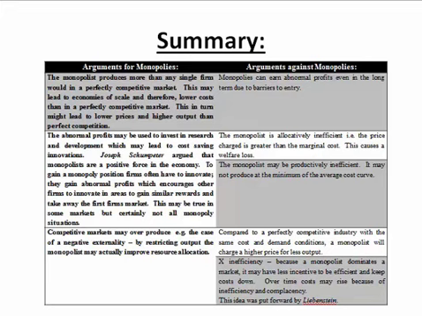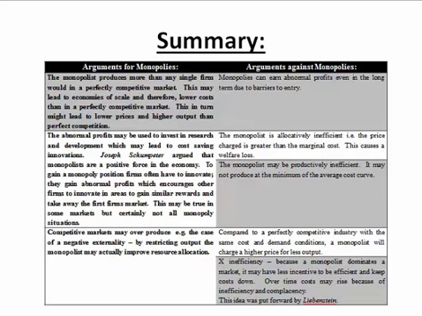Arguments for monopolies continuing. The abnormal profits may be used to invest in research and development, which may lead to cost-saving innovations. Joseph Schumpeter argued that monopolists are a positive force in the economy. To gain a monopoly position, firms often have to innovate. They gain abnormal profits, which encourage other firms to innovate in areas and gain similar rewards and take away from the first firm's market. This may be true with some markets, but certainly not all monopoly situations. Another argument for monopoly: competitive markets may overproduce. For example, in the case of a negative externality, by restricting output, the monopolist may actually improve the resource allocation.